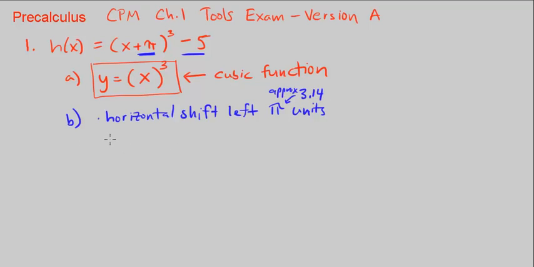Okay? That 5 right there, minus 5, is outside of our function, so that's going to do a vertical shift down 5 units. All right? And that's it for number 1.